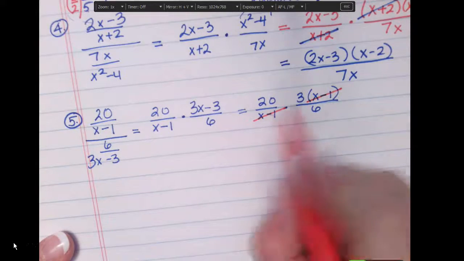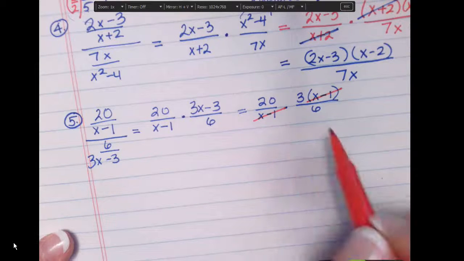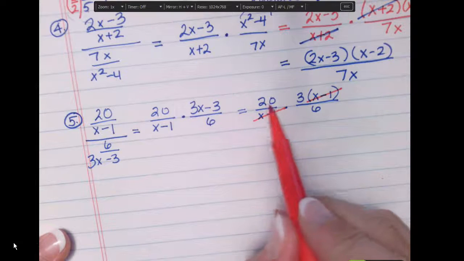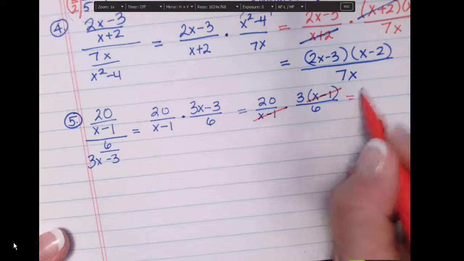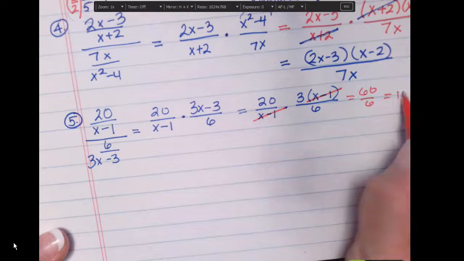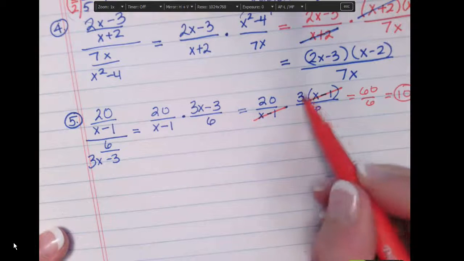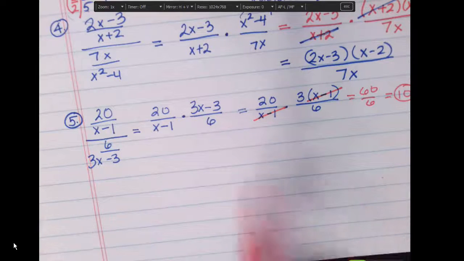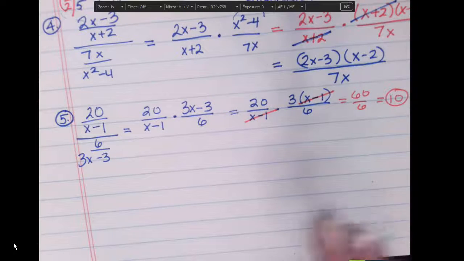So now I'm left with just numbers. There are no variables left in my problem. So I can look at this either as 20 times 3 is 60 over 6 and do that division, or I could have canceled 3 over 6 and gotten 1 over 2, and I could have done some other canceling there. But either way, you can see that the answer is 10.